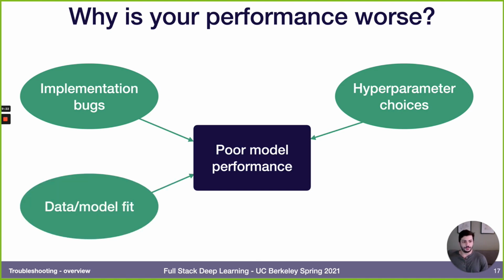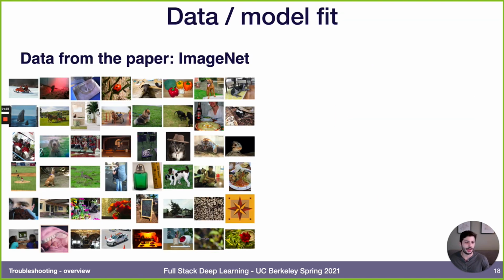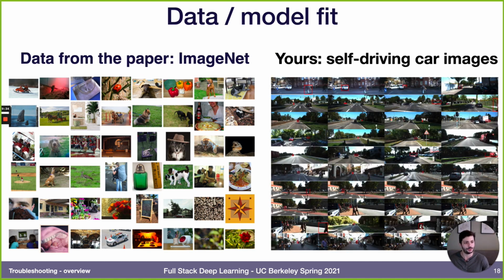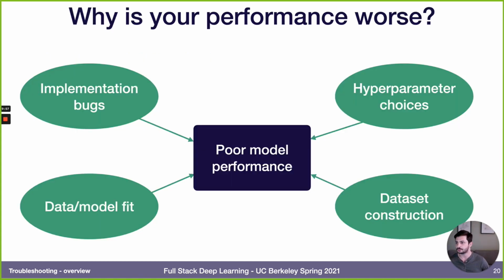Another cause of possible poor performance is what I would call data model fit. So maybe the data in the paper that you're trying to reproduce is ImageNet, let's say, and yours could be something else, like self-driving car images. If you're re-implementing the same model using a different data set than was used in the paper, then it's reasonable to believe that your model should also perform well on your data set, but there's no guarantee of that. So using data that's really different from the data in the paper could be the cause of degradation in performance. And then lastly, the way the data set itself is constructed can also cause degradations in performance.